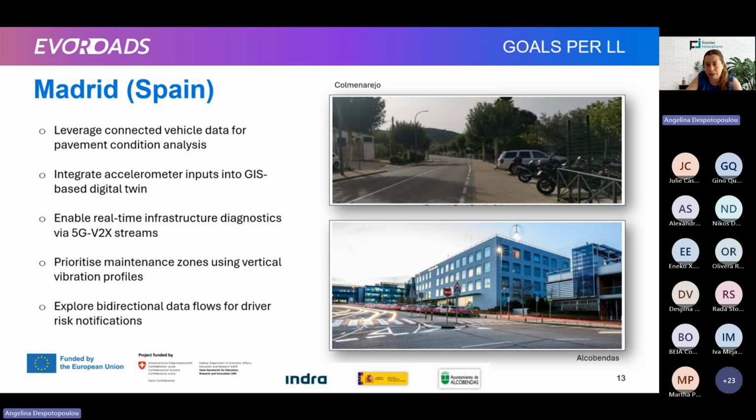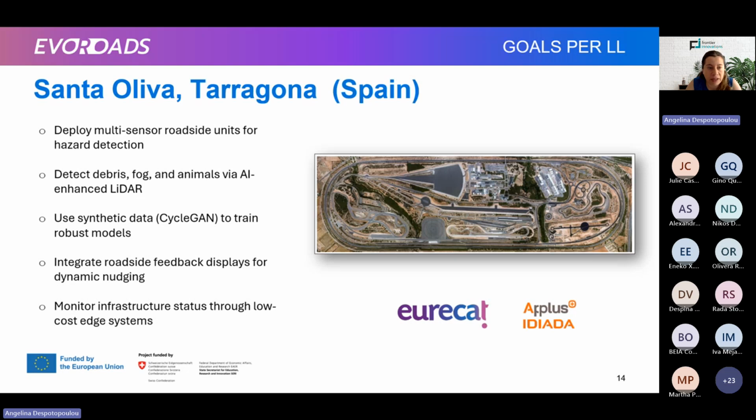Attention, you are going near an area that has some damage. We have the Santa Oliva pilot. You can see a photograph from a satellite here. It's in Santa Oliva. There is the second organization whose logo you see in the slide, IDIADA.